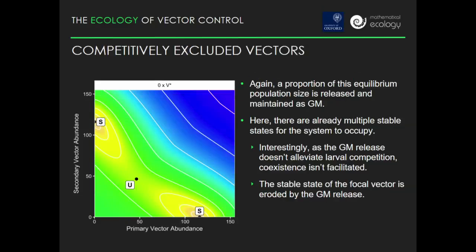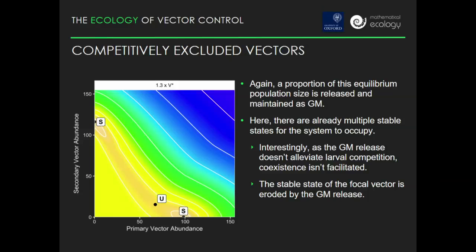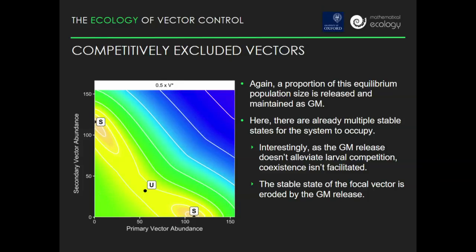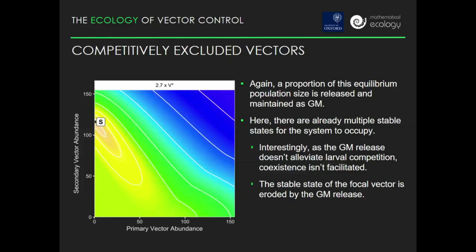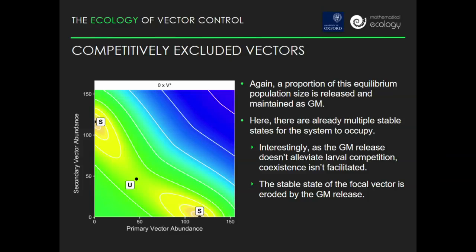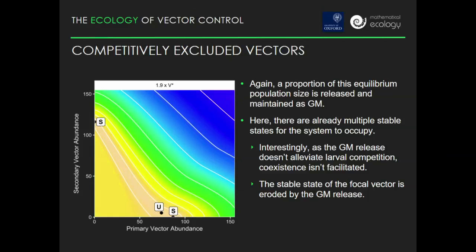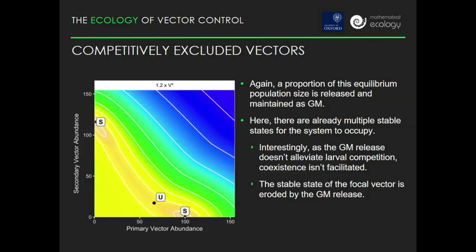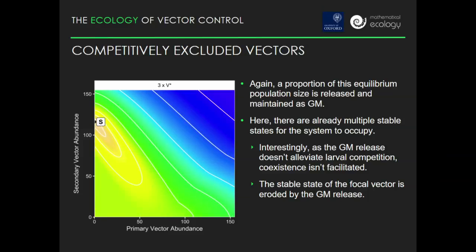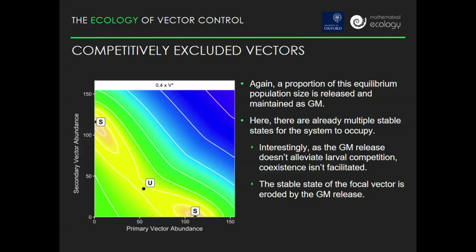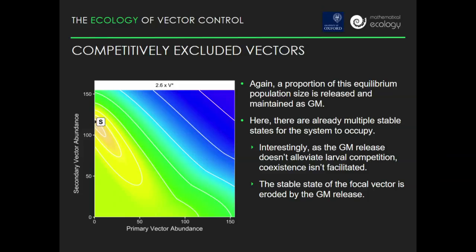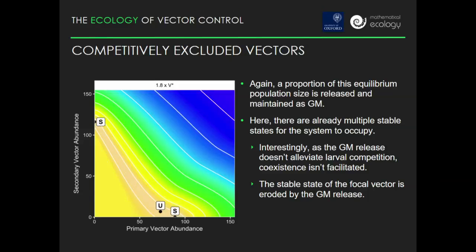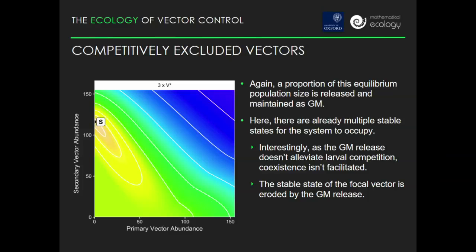Now if we look at an example where only one vector can exist, as in there would be competitive exclusion in the environment, we see that something different happens. You might expect that by introducing GM mosquitoes into the environment you would promote coexistence between vectors if Aedes aegypti was outcompeting Aedes albopictus. But actually what happens is that the stable configuration for Aedes aegypti just disappears. There is no stable coexistence point for the two vectors. This happens purely because of the nature of the GM mosquito construct, which aborts at the late larval stage, and this ensures that any interspecific competition will have occurred in the larval habitat.